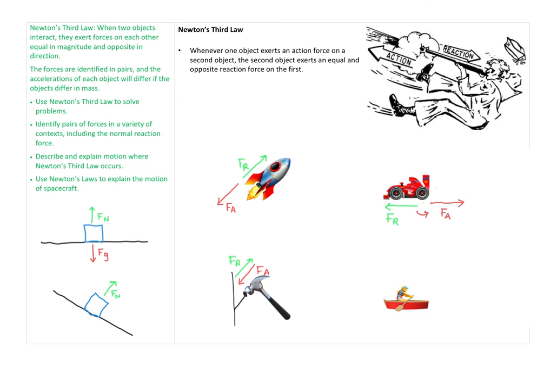If we're here rowing in a boat, the action force is the oars sweeping backwards, pushing the water backwards, and the reaction force is the force that accelerates the boat forward as you row. Now, the other context that we need to talk about here is the normal force.